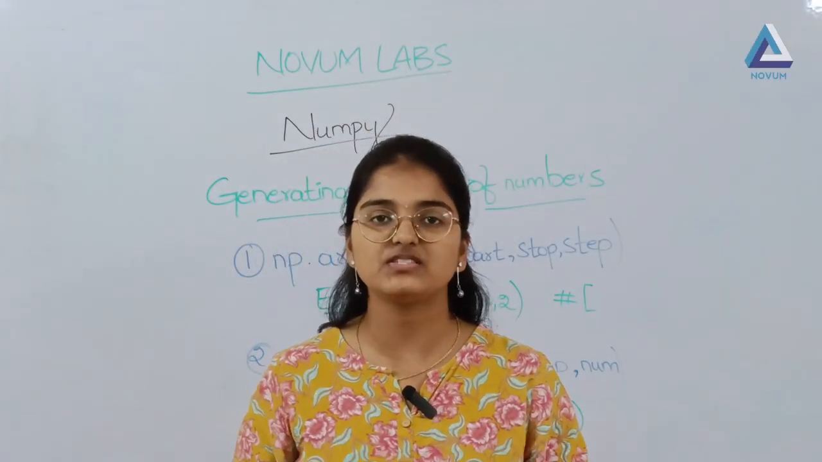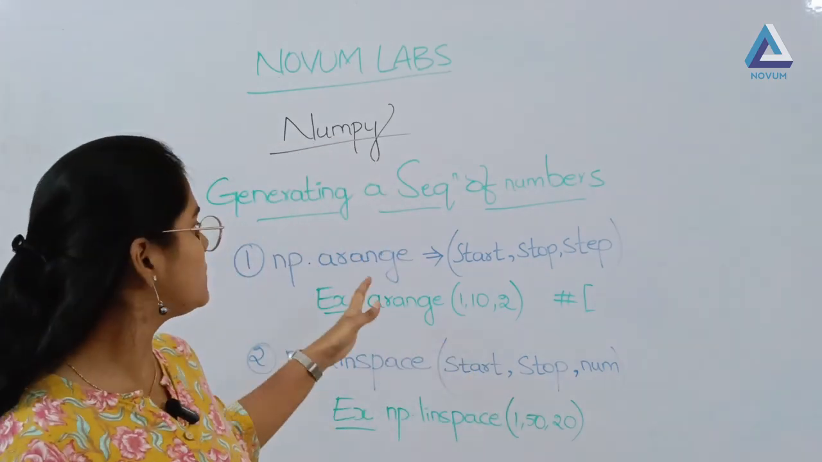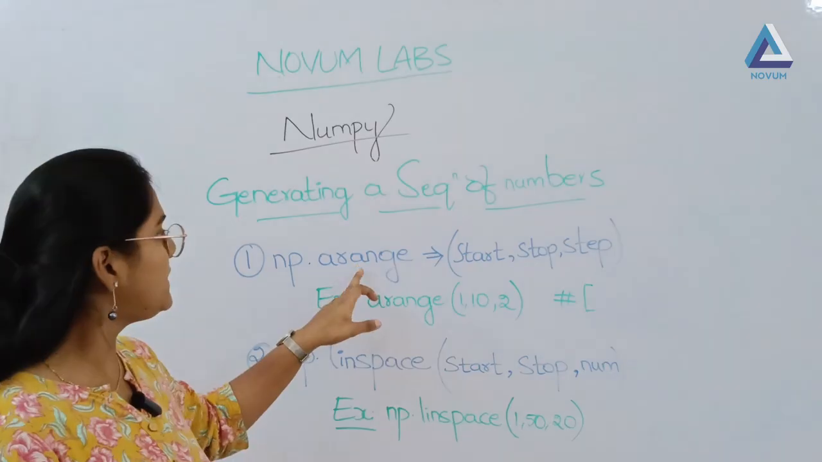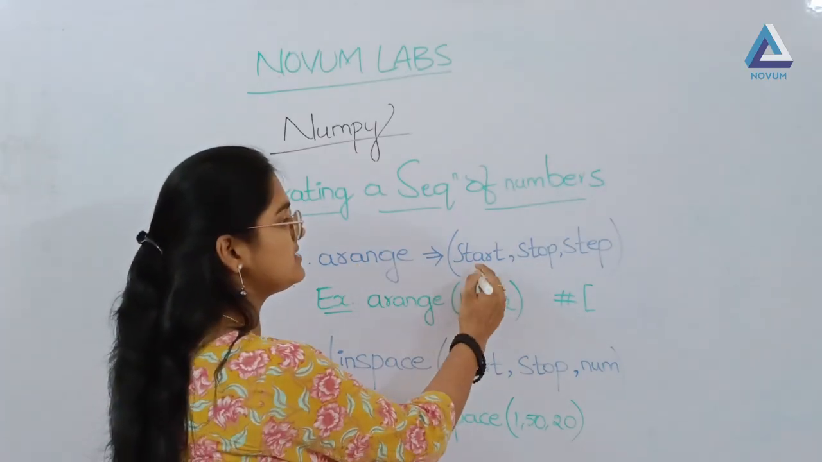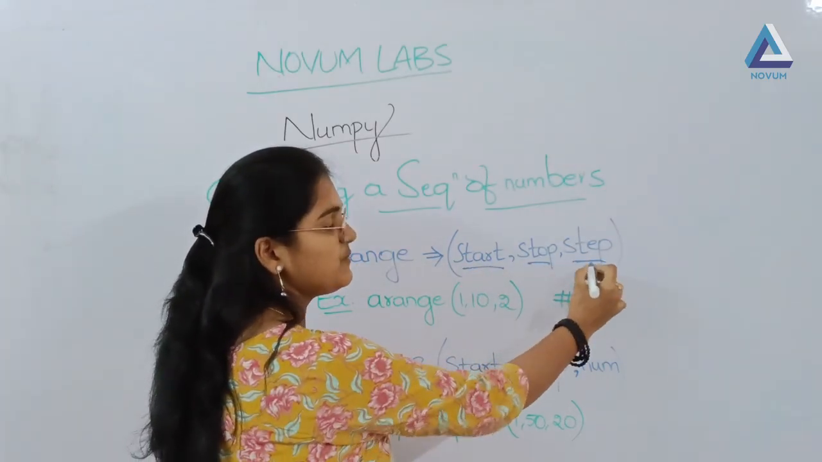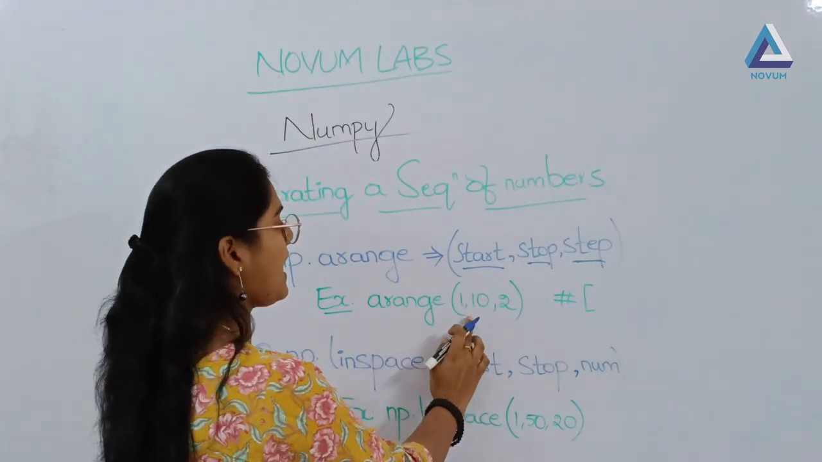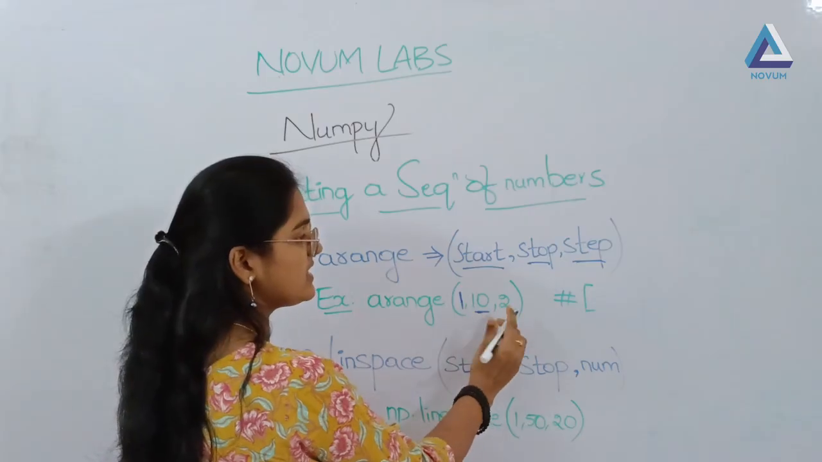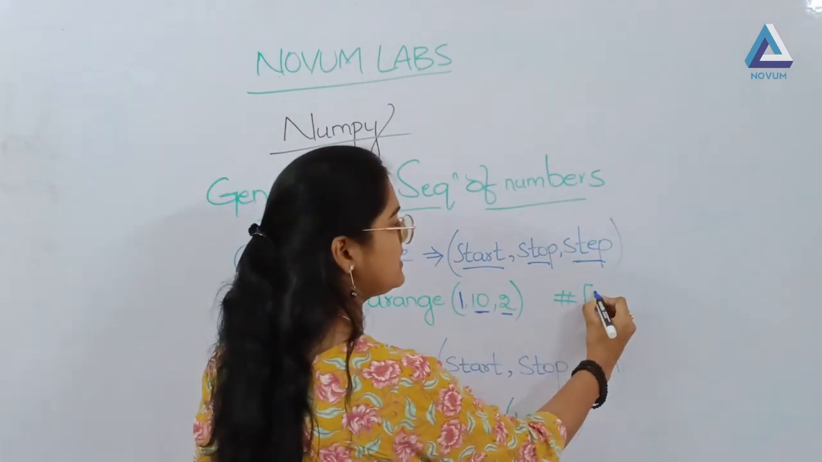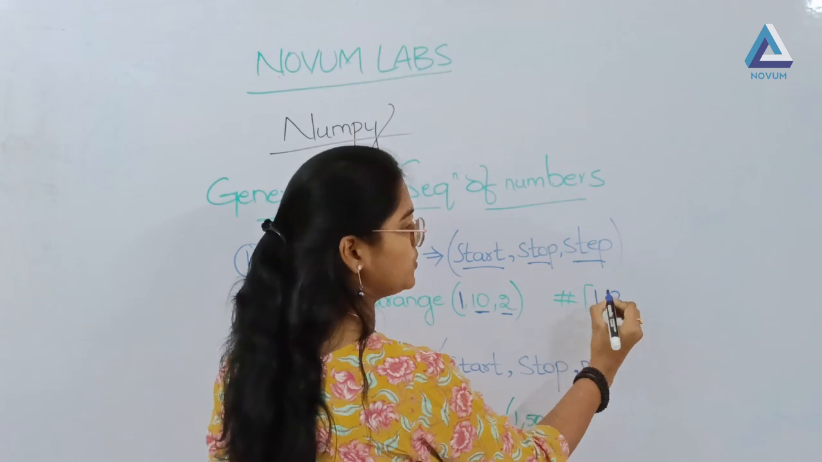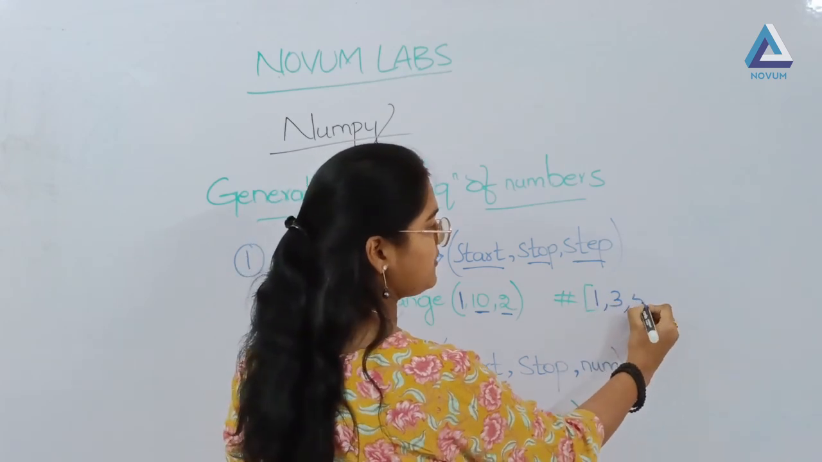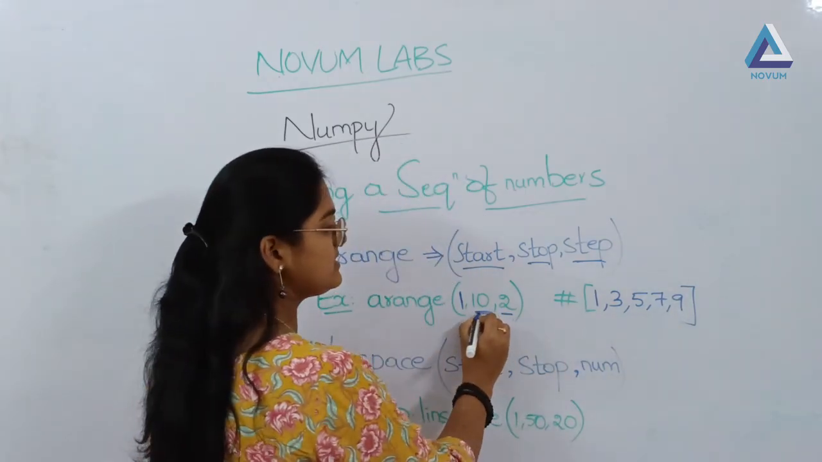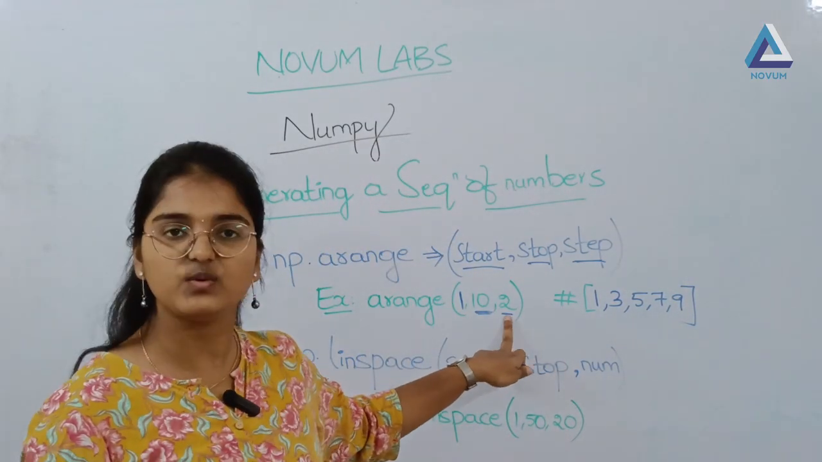To generate a sequence of numbers, you can use two functions: np.arange and np.linspace. In np.arange, the syntax is start, stop, and step. For example, the start value is 1 and the stop value is 10, with a step value of 2. It starts from 1 and with a step of 2 the next number is 3, then 5, 7, and 9 is excluded.